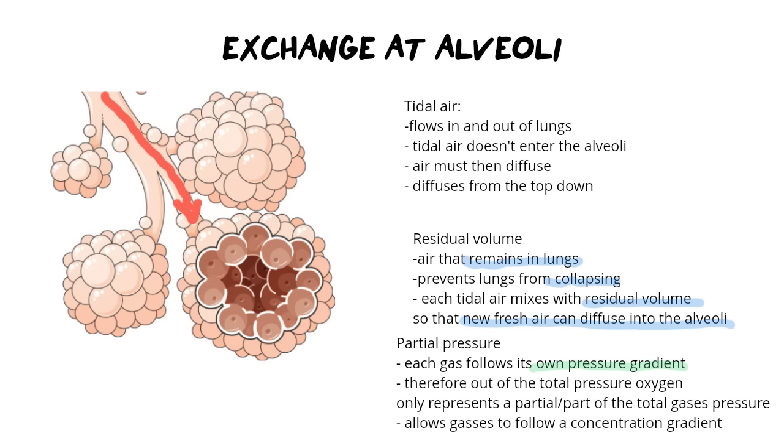And we calculate that out of the total pressure of gases that are going in. If you think about it, you have air pressure going in, but it's pieces of that air pressure. So pieces of it are carbon dioxide pressure, pieces of it are oxygen pressure. So that's what makes them partial. It's a part of the total gas pressure that enters your lungs. Now, it allows gases to then flow and follow a concentration gradient flowing into the lungs.